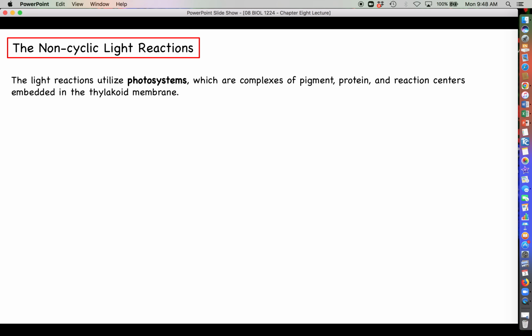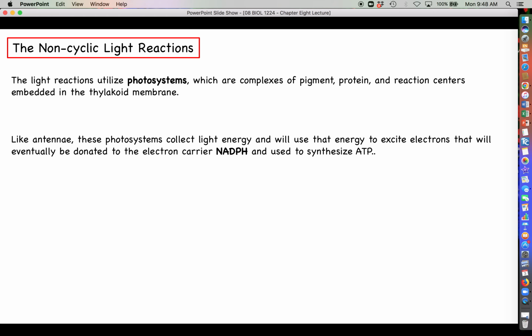The light reactions are going to utilize photosystems, which are essentially just big complexes of both pigment and protein, and reaction centers that are embedded within the thylakoid membrane. So this is where the chlorophyll pigment comes together with the proteins that the cell makes, and they together are going to absorb light and eventually use that to make energy for us.